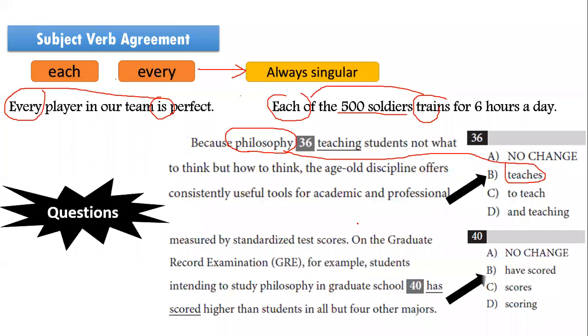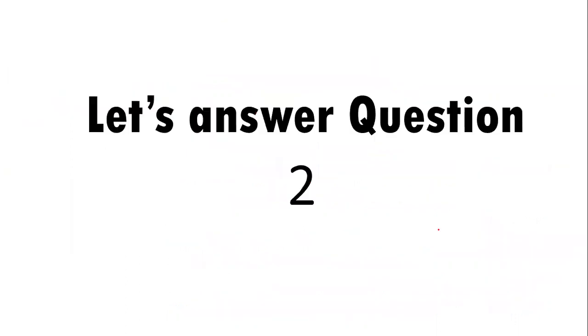Thank you very much. The correct answer is B, yes, because if you start from here, on the graduate record examination, GRE, for example, students, this is my subject. Students intending to study philosophy in high school, in graduate school, have, not has. Students have, not has. Thank you very much for giving me all your attention.